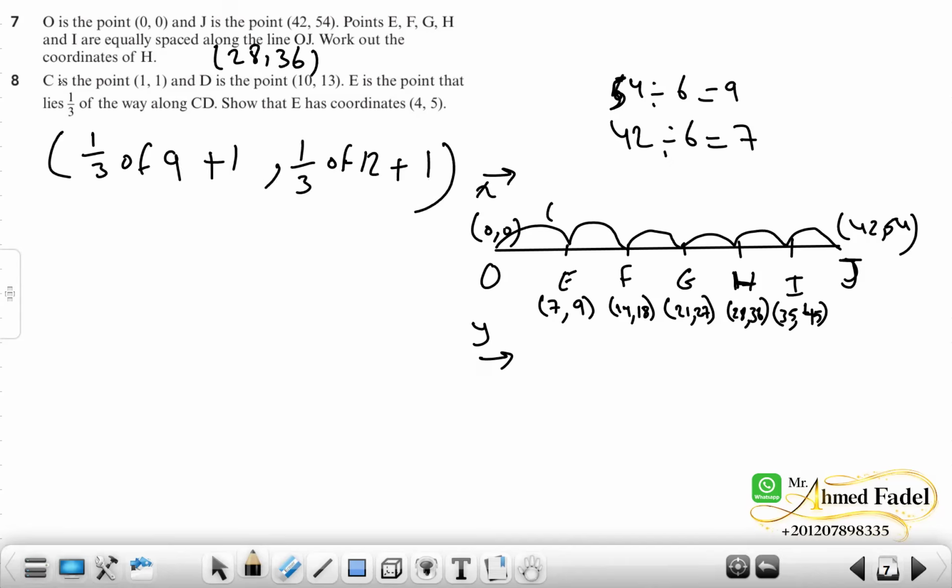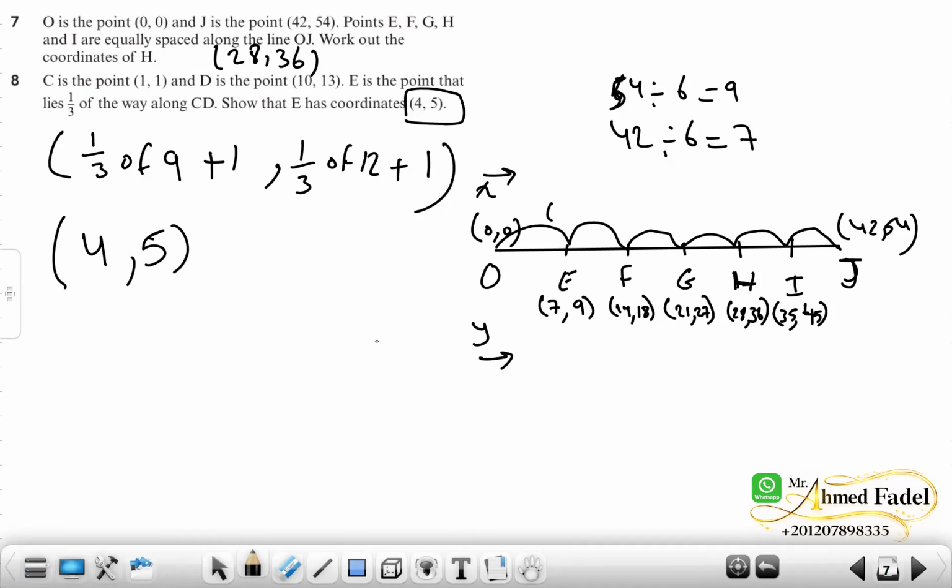Here they're telling you in question 8 that C is 1, 1 and D is 10, 13, but they want 1/3 of the line. So we're going to get 1/3 of the difference between the two x's. The difference between the two x's is 9. So 1/3 of 9 plus x1, which is 1. 1/3 of the differences between the y's. Y is 1, y is 13. So 1/3 of the difference between the y's, which is 1/3 of 12, plus y1, which is 1. So it is going to give you what here? 1/3 of 9 is 3, plus 1 is 4. 1/3 of 12 is 4, plus 1 is going to give you 5. This is how we show that E is going to be 4, 5.